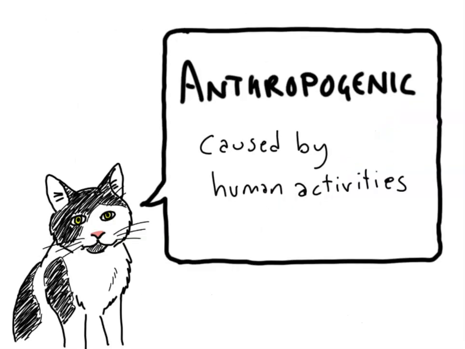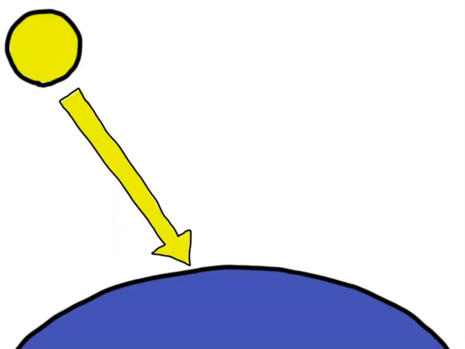We call the current changes in the climate anthropogenic, from the Greek roots anthropos, meaning human, and genesis, meaning origin. That is, it's climate change that has its origin or cause in human activities. Understanding how we are changing our climate requires a little bit of physics. The temperature of an object depends on the balance of energy coming in and energy going out.